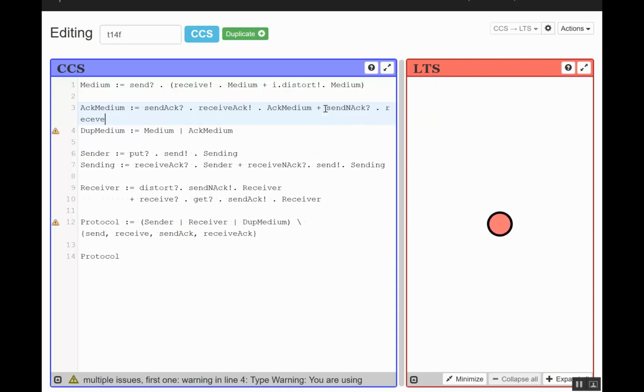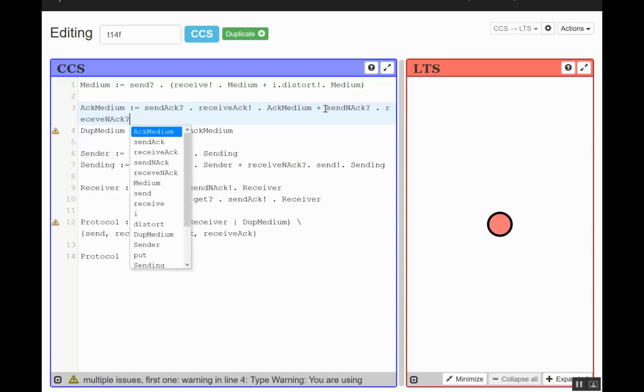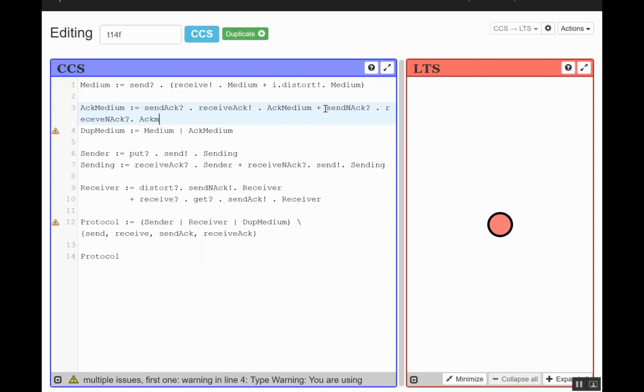Receive ACK medium. So now the medium is able to process either the negative acknowledgements or the positive acknowledgements. Okay. The receiver is willing to handle that. The sender is able to react to a negative acknowledgement by resending. The receiver sees the distorted message and says, hey, something went wrong, I cannot deliver. Otherwise he receives it, right? And this match is there.